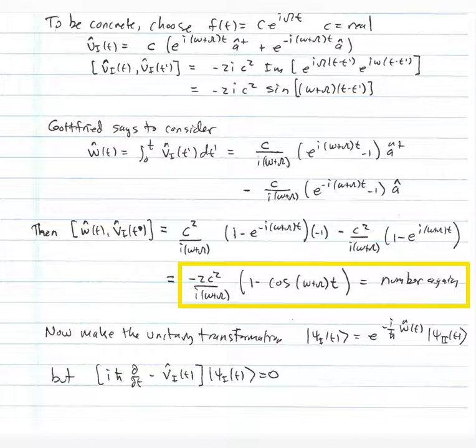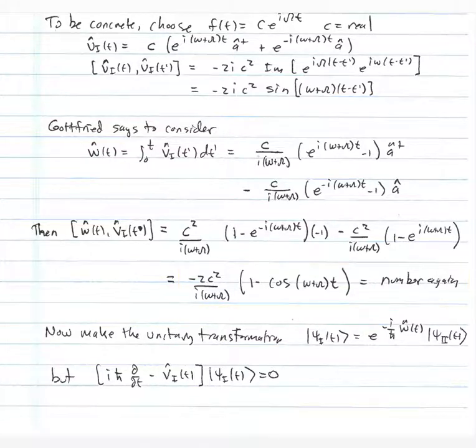Okay, you can see because of the minus 1 in the first term, the constant terms add together and the exponentials add together, but they each have a minus sign. That's why we get 1 minus the cosine. And again, the big point is that that's a number. So W of t commuted with V_I of t is an object that will commute with every operator.